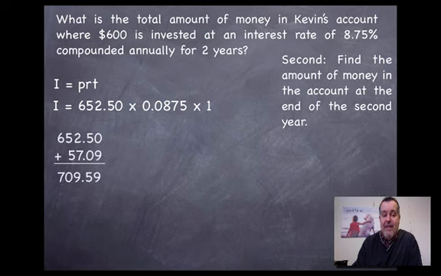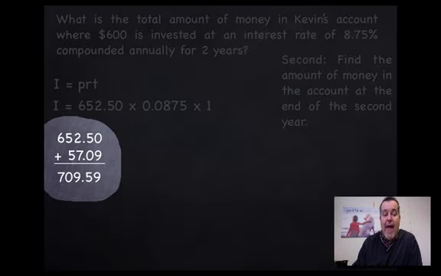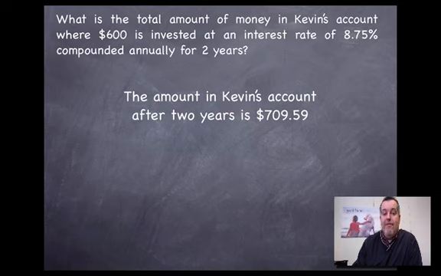So we're going to take that amount. We're going to add it to what we started out the year with, 652.50 plus 57.09 is equal to 709.59, or $709.59. So we needed to find out what was the total amount of money in Kevin's account after 2 years. The amount in Kevin's account after 2 years is $709.59. So here was an example of doing compound interest.